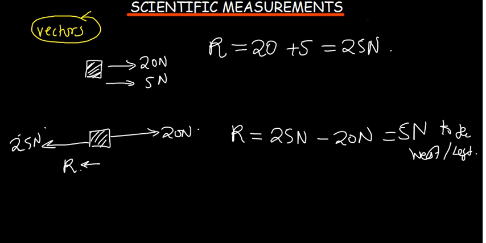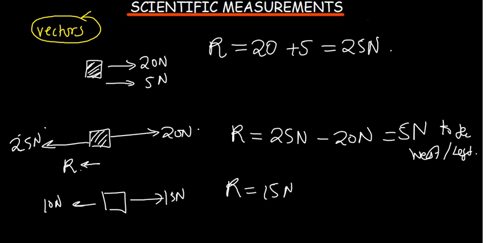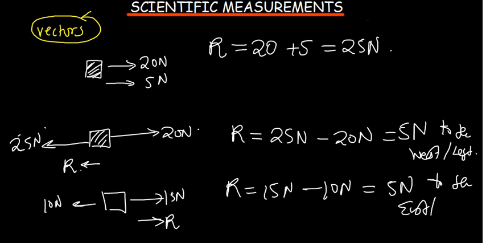So if it was like this, you have got, let's say, 15 newtons this direction, then you have got 10 newtons in this direction. So the resultant in this case, we're going to say 15, the big one, minus 10, which is a small one. That is going to give you 5 newtons. So in this case, because the big one is this side, the resultant is going to be in this direction. So I'm going to say 5 newtons to the east or to the right.